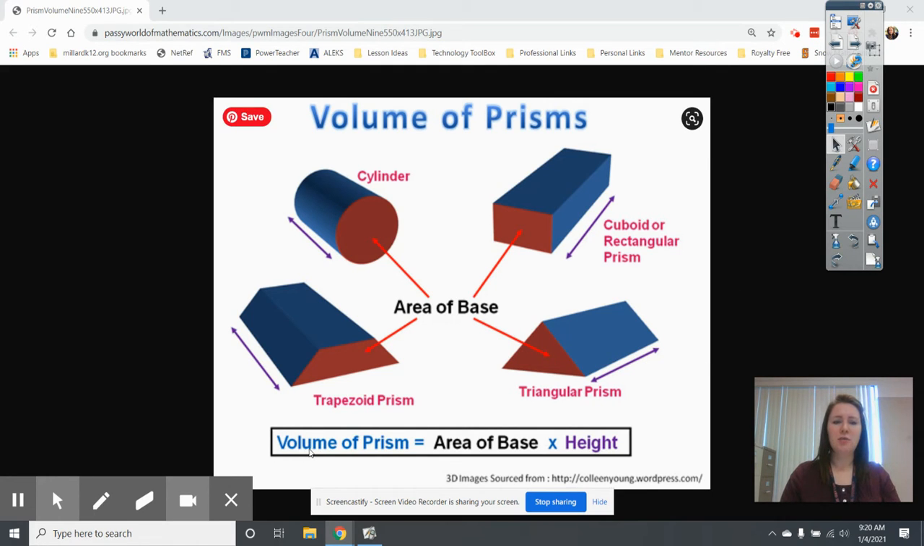Here it tells you the volume of a prism is the area of the base times the height. That means times the height of the prism. Let me show you what I mean by this.